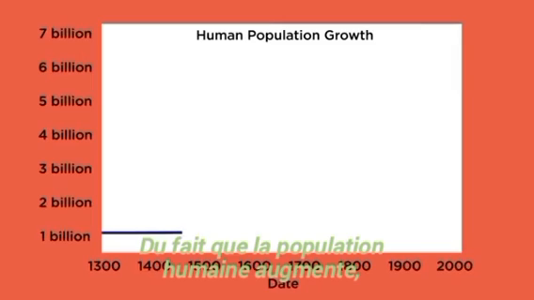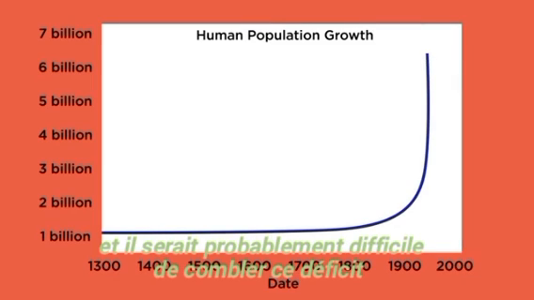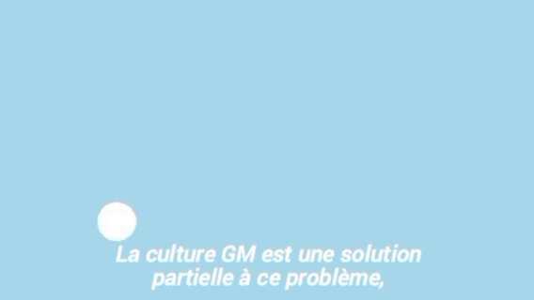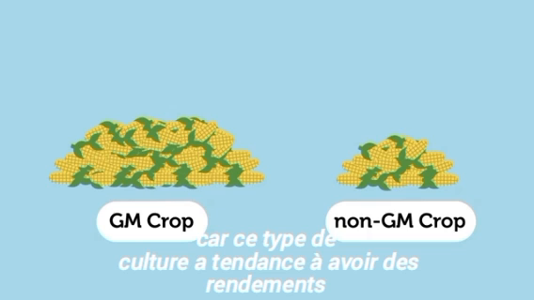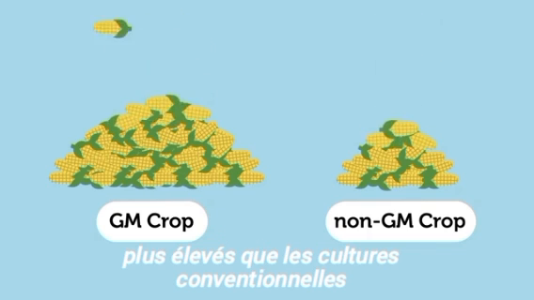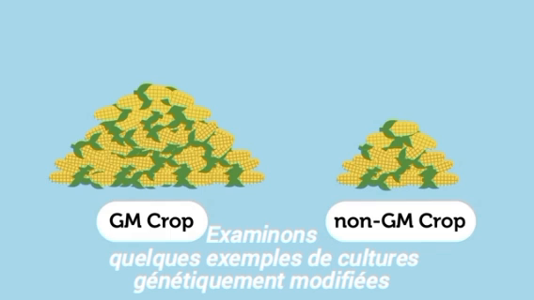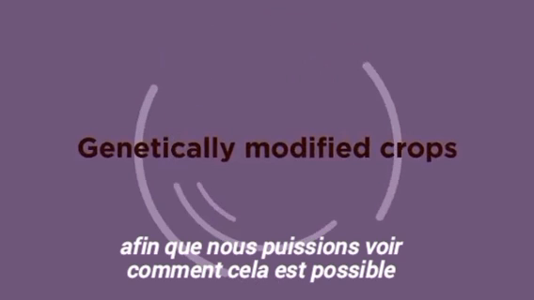As the human population increases, there is a higher demand for food, and it's often difficult to grow enough food to provide everyone with a balanced diet. Growing GM crops is a partial solution to this problem, because GM crops tend to have higher yields than conventional crops. They can also offer extra nutritional value. Let's take a look at a few examples of genetically modified crops so we can see how this is possible.